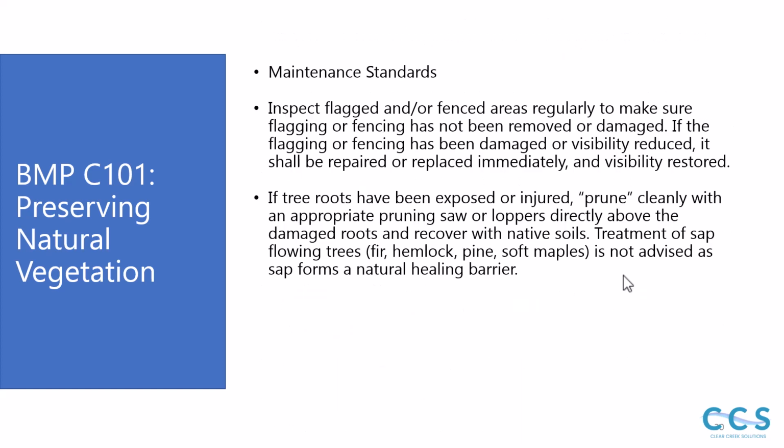And then some of the maintenance standards: inspect flagged and/or fenced areas regularly to make sure flagging or fencing has not been removed or damaged. If the flagging or fencing has been damaged or visibility reduced, it shall be repaired or replaced immediately, and visibility restored. If tree roots have been exposed or injured, prune cleanly with an appropriate pruning saw or loppers directly above the damaged roots and recover with native soils. Treatment of sap-flowing trees, fir, hemlock, pine, and soft maples is not advised, as sap forms a natural healing barrier.